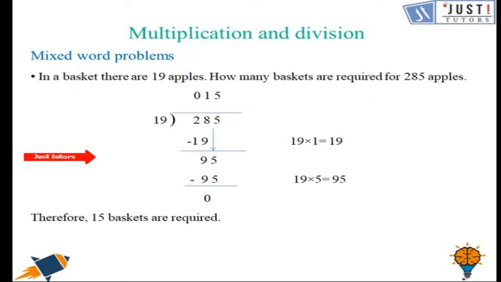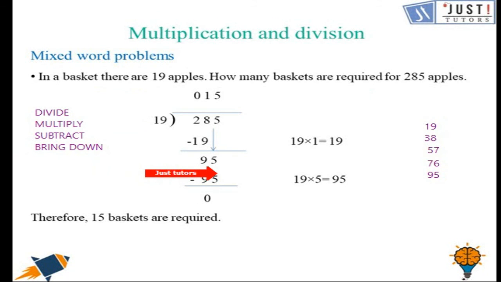Let's try one more. In a basket there are 19 apples. How many baskets are required for 285 apples? Because we are dividing here by a 2-digit number, we'll go for a long division. We'll follow the same steps: divide, multiply, subtract and bring down. So how many times does 19 go into 2? That's a 0. How many groups of 19 can you make out of 28? That's a 1. We'll write 19 there, we'll do the takeaway which is 9.